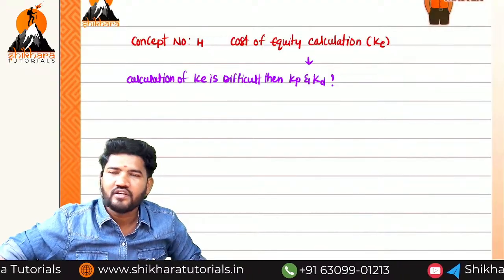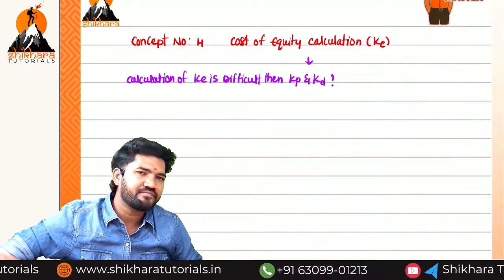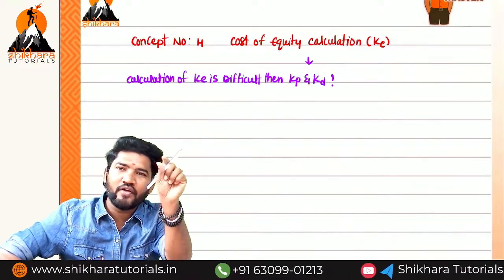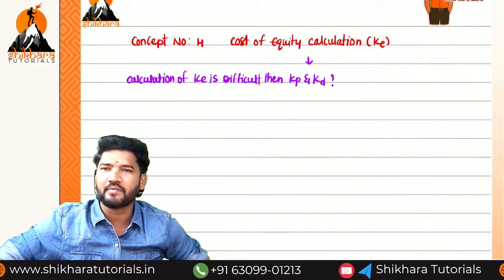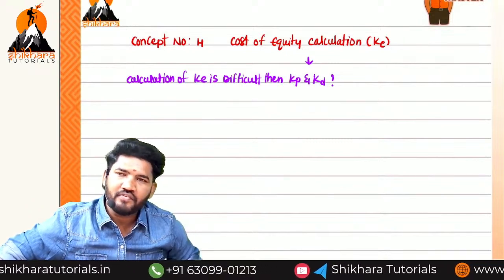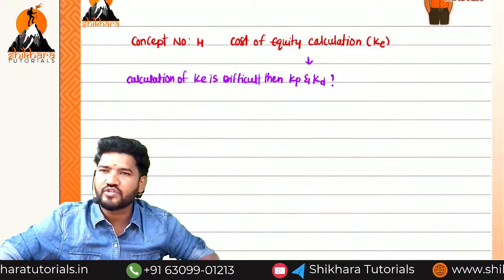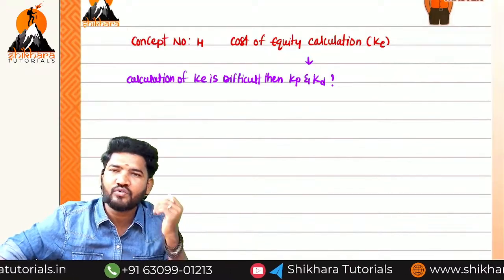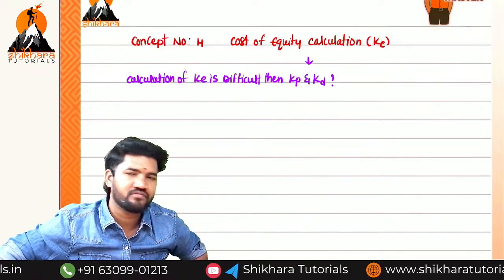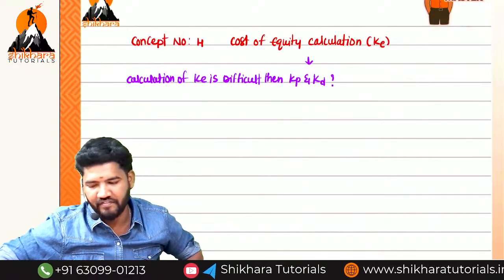Why? Because how to calculate KD? Interest 1 minus tax, na? Already you have a clue. Interest rate is given in the question paper. How to calculate KP? Preference dividend, already given as a clue in the question paper. But where is the clue for KE? There is no prefix for KE. Are you guys clear? Okay, then fine.